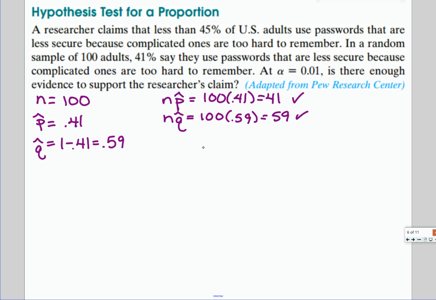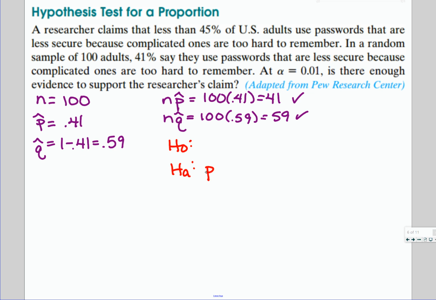Next, let's write our hypotheses. The null and the alternative. Okay, so what's the claim being made? The claim is that less than 45% of U.S. adults use passwords that are not secure. Okay, so since it says less than, is my claim the null or the alternative? It is the alternative. And we're not using mu here because we're not making a claim about the mean.